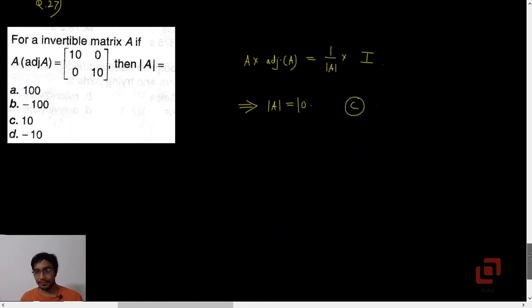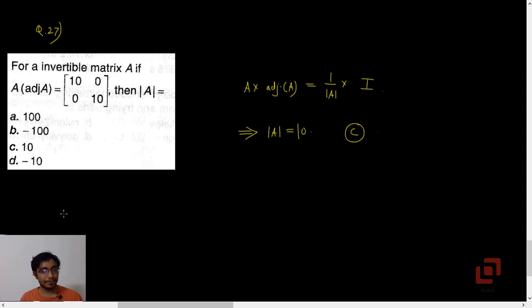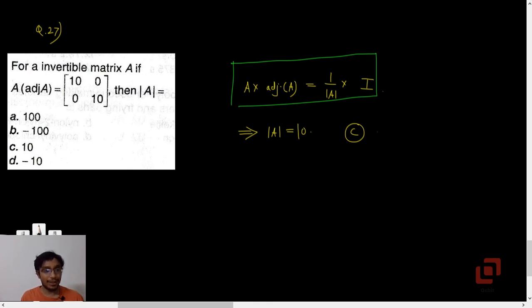Question 27, another very simple question. For an invertible matrix A, if A into adjoint of A is 10 0 0 10, then determinant of A is, well, it's based on this. A into adjoint of A is equal to 1 upon determinant of A into I. Oh no, sorry, I think I made a horrible mistake here. It's not 1 upon determinant of A, it's determinant of A into I.